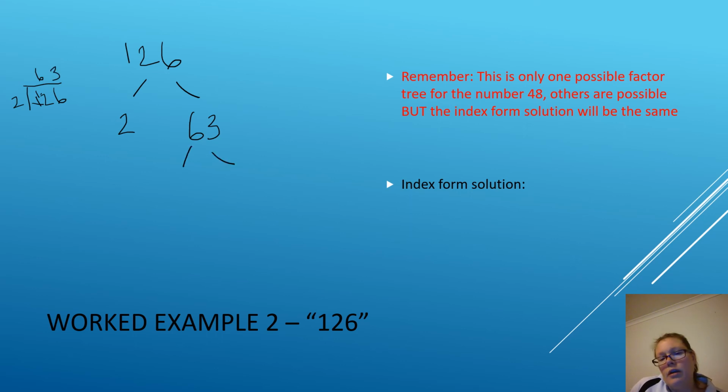Again, I look at the number and I think, where have I seen that on my times tables? And I have seen that on my times tables as 9 and 7. 7 is a prime number. There's nothing more I can do to it, but 9 has the prime factors of 3 and 3. So the index form for this would be 2 times 3 to the power of 2 times 7.